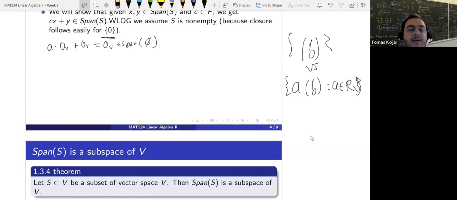It just means without loss of generality. But I have to justify that I can do this without loss of generality, because if S is empty, then you get it immediately.